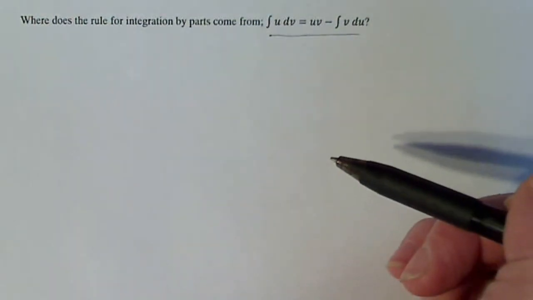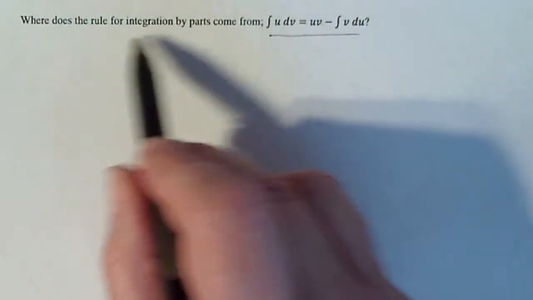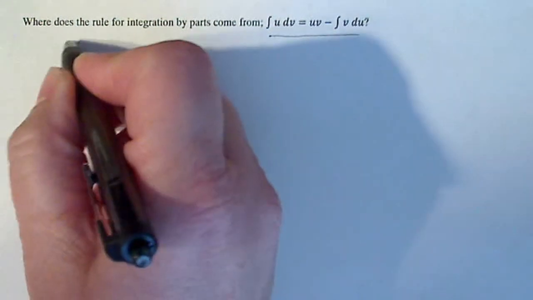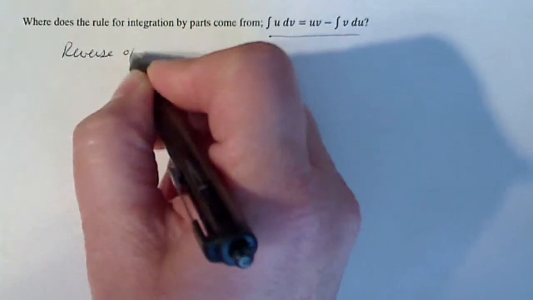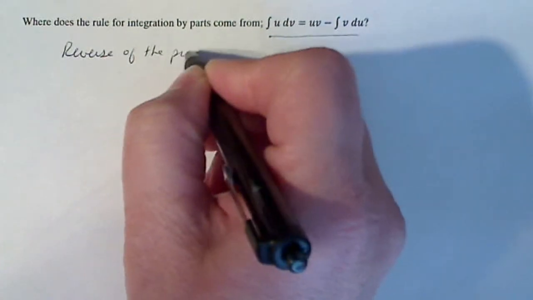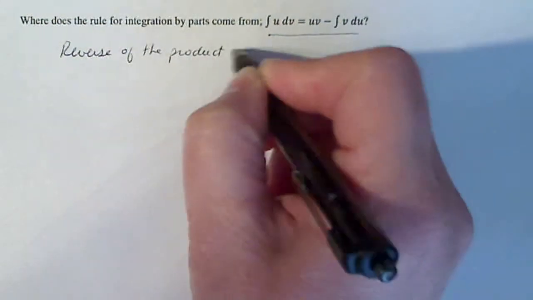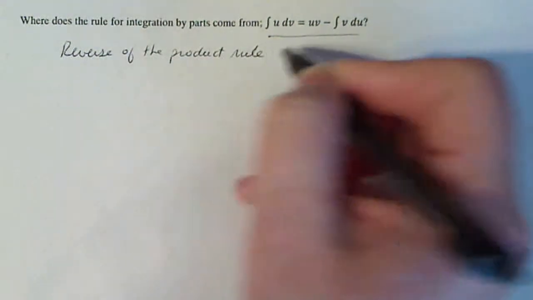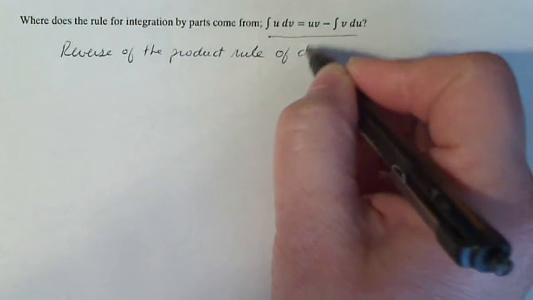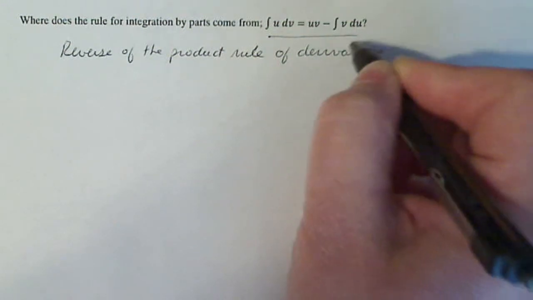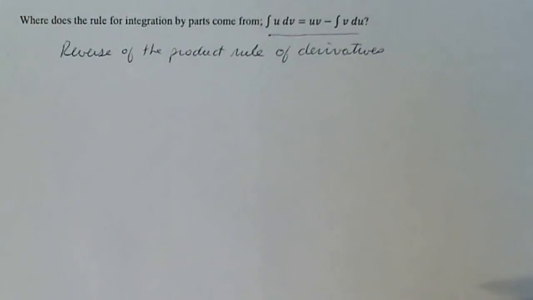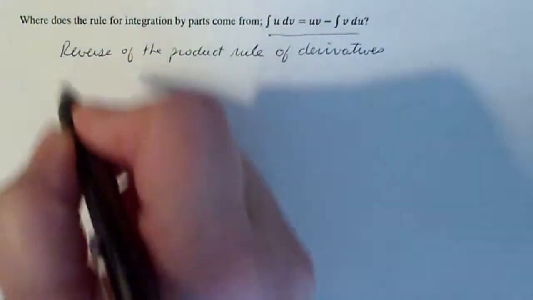And we want to start in deriving this by realizing that integration by parts is the reverse of the product rule of derivatives. So how do I derive this? I start with the product rule and I do the reverse of it, in a manner of speaking.